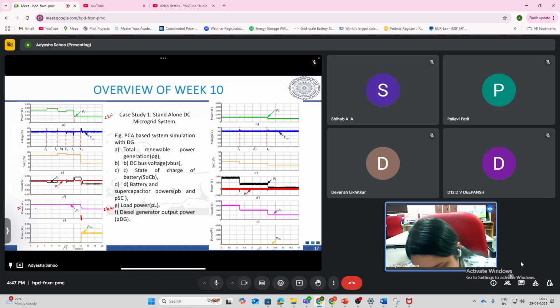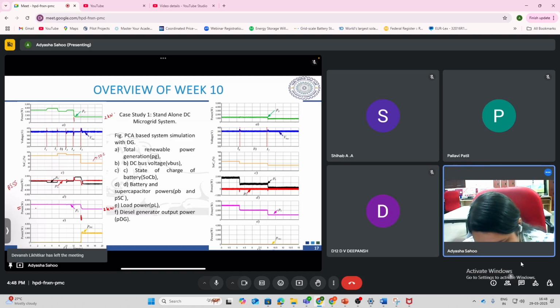And this is the curve for the SOC of the battery. You also have the battery charging and discharging, shown by this plot. And this is your P grid. And this is the DC voltage. So you see, even if there are some transients, the voltage at the DC bus is maintained at around 380 volt.